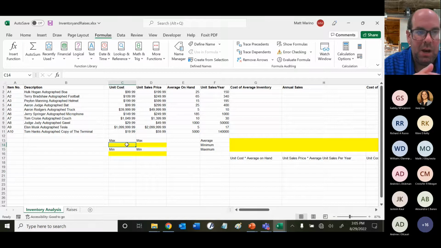In this example, we're asked to basically see how our sales are doing for certain items. So I made up all these ridiculous items for sale, you know, Hulk Hogan's boa he used to wear around his neck, Terry Bradshaw signed football, Peyton Manning autographed helmet, etc., etc.